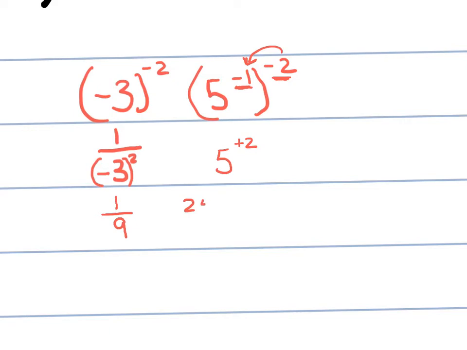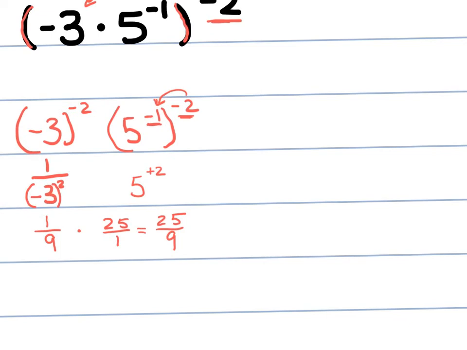So we end up with 1/9 times 25 over 1. When we multiply that, we get 25 over 9. Now, you could have made this way more complicated. You didn't have to do it that way. You could have done it really complicated.